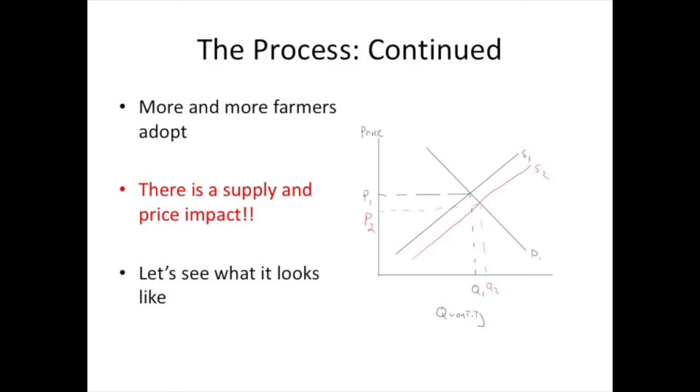So, if you think about total revenue for the agricultural sector, it'd be P1 times Q1, and you're not sure that the new one, P2 times Q2, is larger than P1 times Q1. It depends on the elasticity of the demand curve. However, you do know that consumers are better off because they get more supply, higher quantities at a lower price.